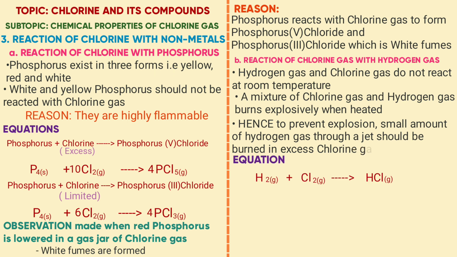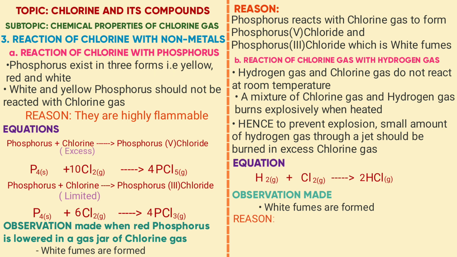The equation will be hydrogen plus chlorine gas arrow hydrogen chloride gas. Chemical equation: H2 gas plus chlorine Cl2 gas arrow hydrogen chloride HCl gas. Balance the equation, place 2 where there is hydrogen chloride gas. The observation made when a jet of burning hydrogen is lowered in a gas of chlorine gas is that white fumes are formed. Reason, hydrogen gas reacts with chlorine gas to form hydrogen chloride, which is the white fumes.